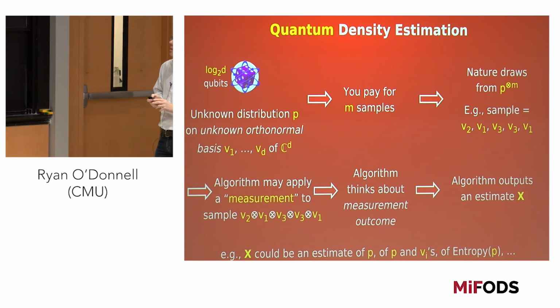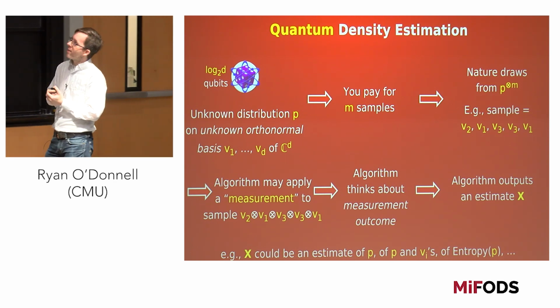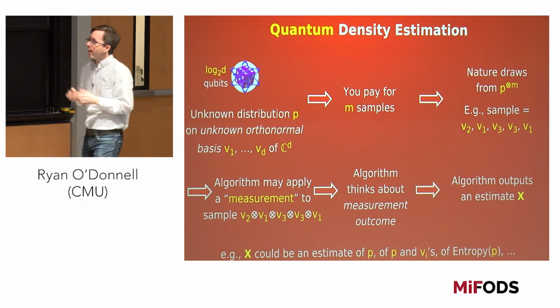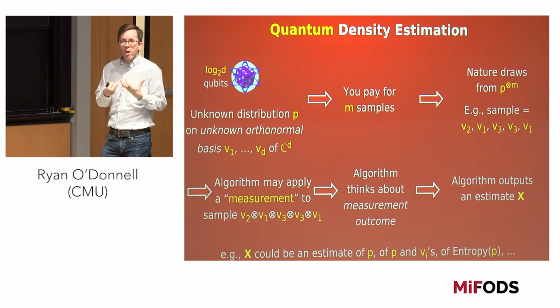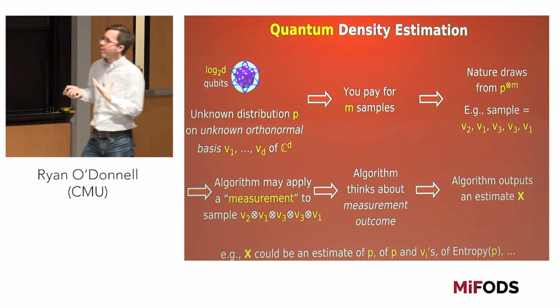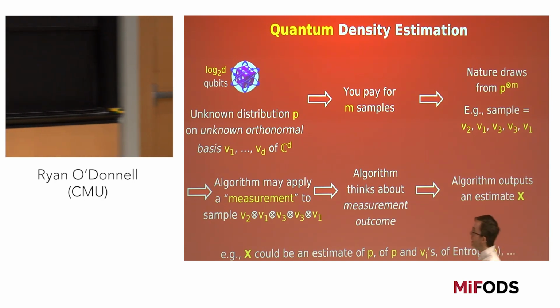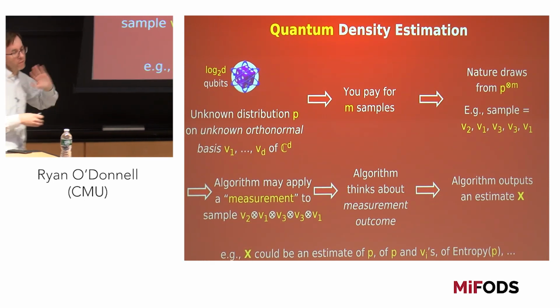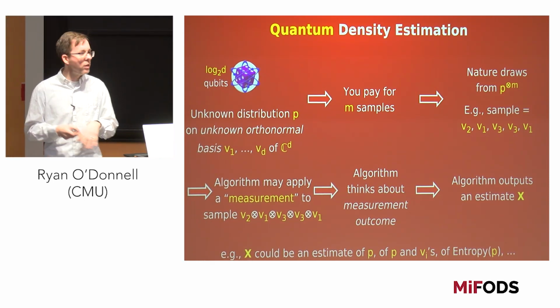So let me go through this slide and tell you what quantum density estimation is. Again, you have some source of random data, and this is coming from particles in a quantum state. These particles in a quantum state have some kind of dimension, d. In particular, d is 2 to the n if you have n qubits. But let me forget about qubits, just so you have a d-dimensional state.